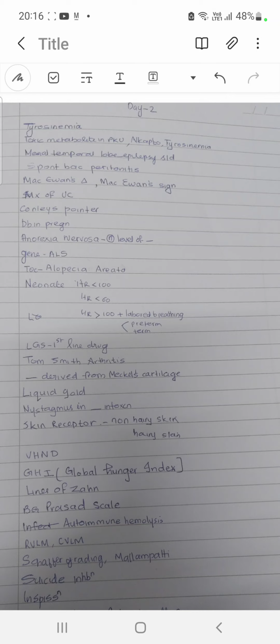Derived from Meckel's cartilage is malleus. Liquid gold is amphetamine, that means most of that is excreted through urine. Nystagmus in phencyclidine intoxication. Skin receptor maximum in non-hairy skin is Meissner's corpuscle, and others are in hairy skin. And you have to remember which are slowly adapting. One is Merkel's disc, one is Ruffini.